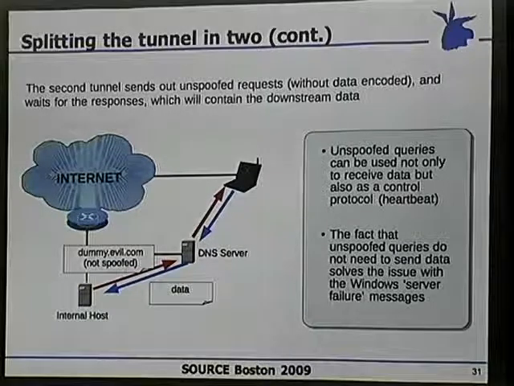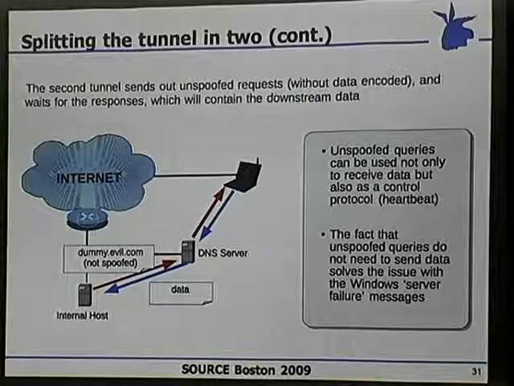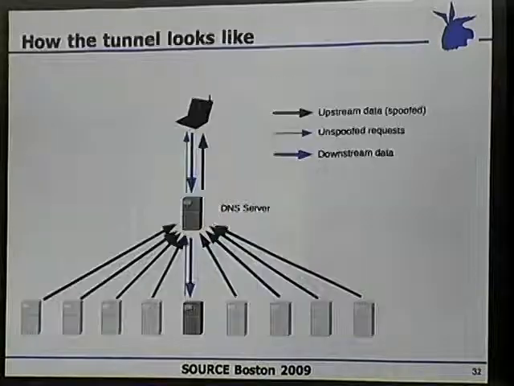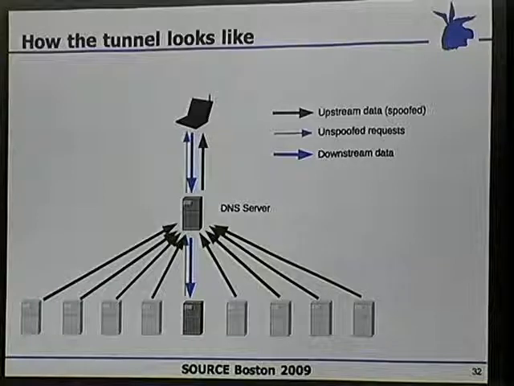So basically, we have two channels. One takes care of transferring the data out, and the other takes care of bringing the other data back in. The fact that unspoofed queries do not need to send data solves the issue with the server failure message. If there is a Windows DNS server in there, we use binary data, and we don't care at that point about receiving the responses. The responses we receive to the non-spoofed packets will not contain any data, so there won't be any server failure, and we'll safely retrieve our data. So that's pretty much how the tunnel looks.